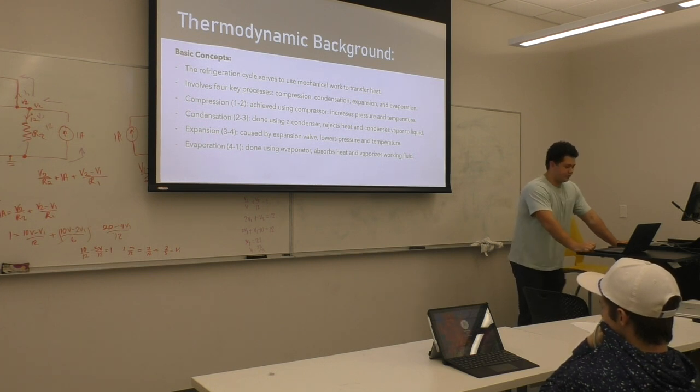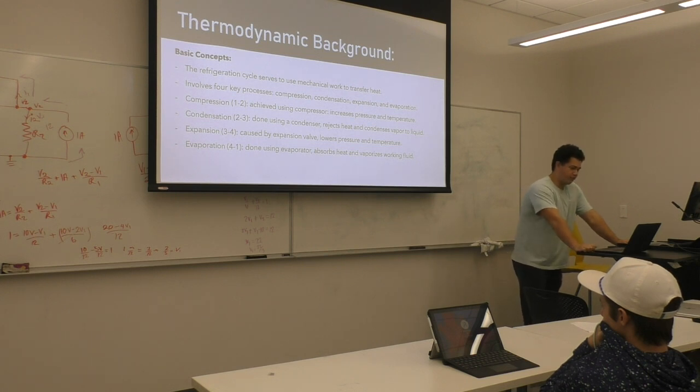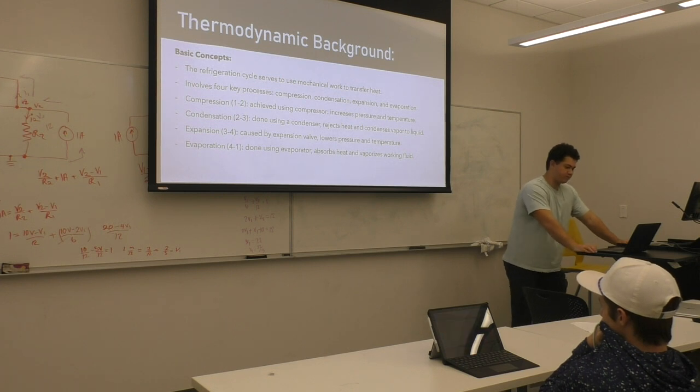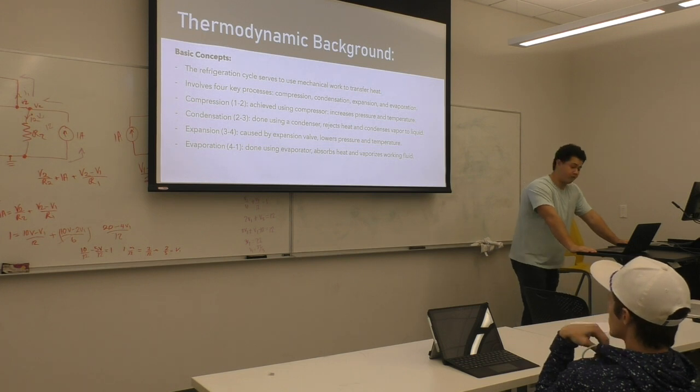The first process, compression, which is labeled 1 to 2 here, is achieved using a compressor, and this is going to in turn increase the pressure and temperature. For 2 to 3 is condensation. This is done using a condenser, and it rejects heat and condenses the vapor to a liquid. And 3 to 4 is expansion. This is done by expansion valve, and it lowers the pressure and temperature. And lastly, there's evaporation, which is 4 to 1. This is done using an evaporator. It absorbs heat and vaporizes the working fluid. In this case, our working fluid is R134A.